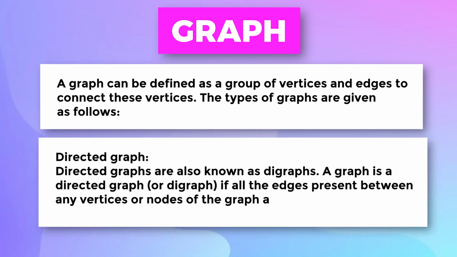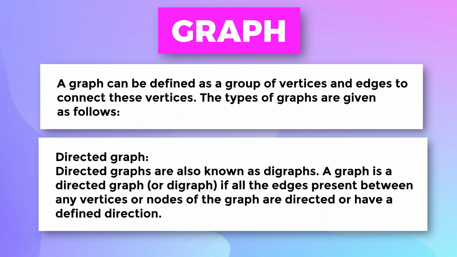The next one is a directed graph. Directed graphs are also known as digraphs. A graph is a directed graph if all the edges between any vertices or nodes of the graph are directed, or have a defined direction. Suppose we have a lot of stations and we want to travel from one station to another. If we have an edge, we have to check whether it is an outgoing edge or an incoming edge. If a particular station has an incoming edge from another station, we can't travel from that particular station to that station.